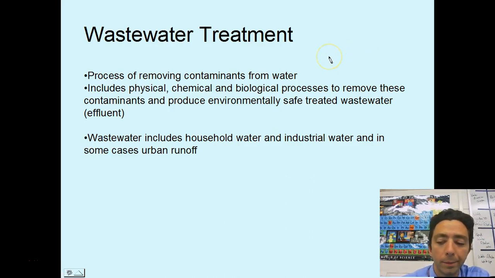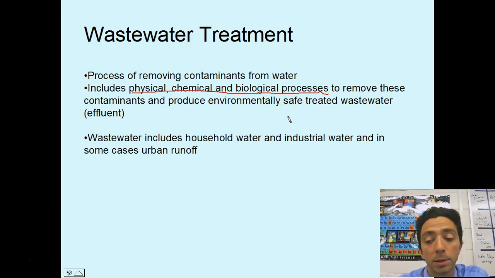When we flush water down the sink or use the toilets or use our shower, a lot of that water is going to be returned to a wastewater treatment facility. What they're going to do there is a combination of physical, chemical, and biological processes to turn that wastewater back into safe water that can go on to the ecosystem or back to the environment.